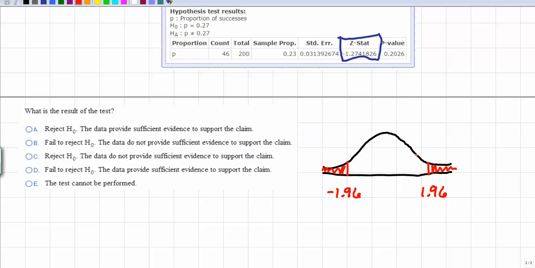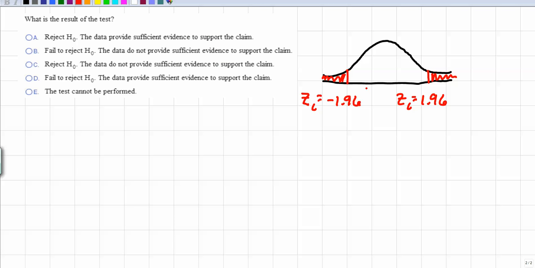Okay, so what is the result of the test? Well, remember, this is our distribution. At the left-hand side, we have a negative 1.96, and anything below that is in the rejection region. The right-hand side, we have a z-score of 1.96. Now remember, these are z-scores. Remember that our test statistic that we calculated was a negative 1.27, which will be somewhere right about here. And that means that it does not fall in the rejection region.